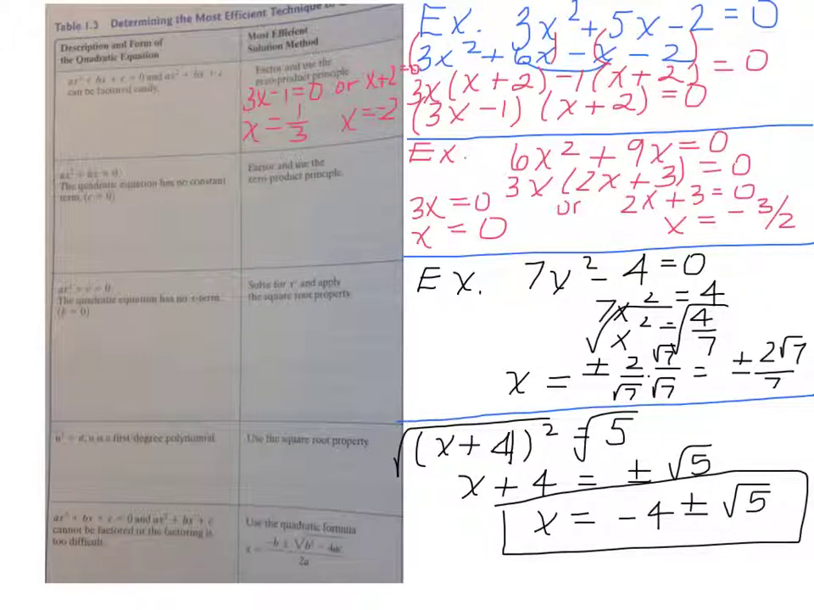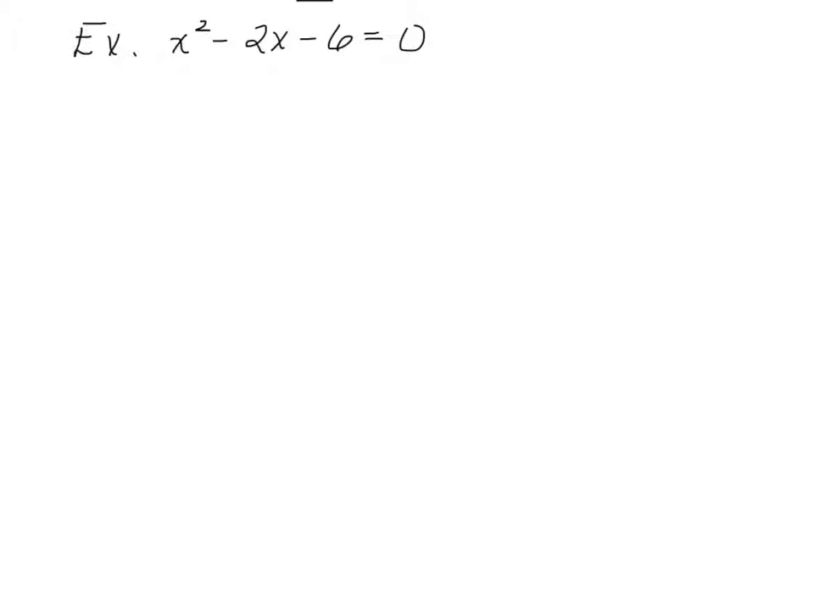The last method is the quadratic formula. You want to use that when your quadratic cannot be factored or the factoring is too difficult. So I'm going to do this one on the next page. If you have something like this that can't be factored, then the best way to do it is quadratic formula. So A equals 1, B is -2, C is -6. And you just plug it into the formula.